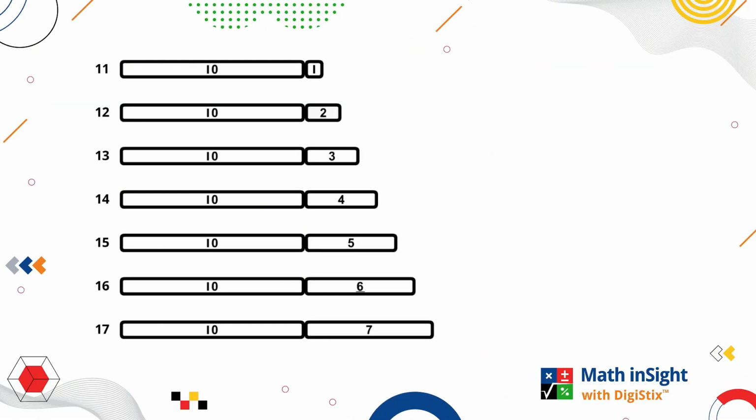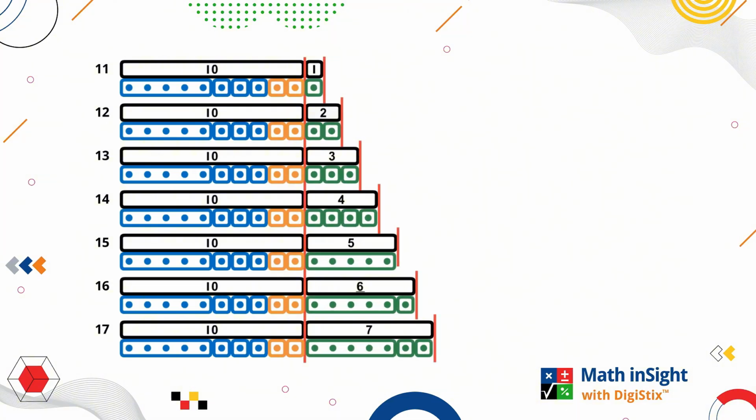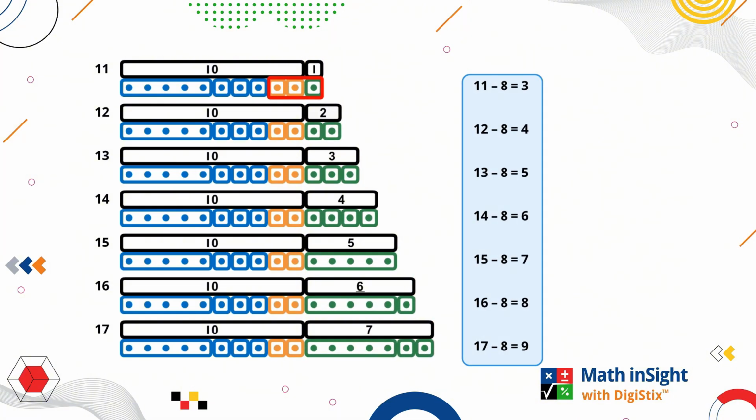Here's a quick summary. To subtract 8 from each of these numbers, we start with 8. Then we add 2 to make a 10. Next, we add the number over 10 in the number we're subtracting from. The total we add to 8 is the answer to the subtraction problem. It's the total of the 10 pal, which is 2, and the number over 10.